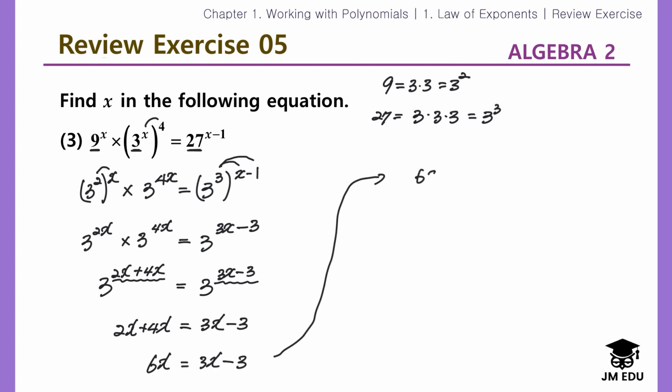So we have 6x is equal to 3x minus 3. So subtract 3x from each side. So x is what? -1.